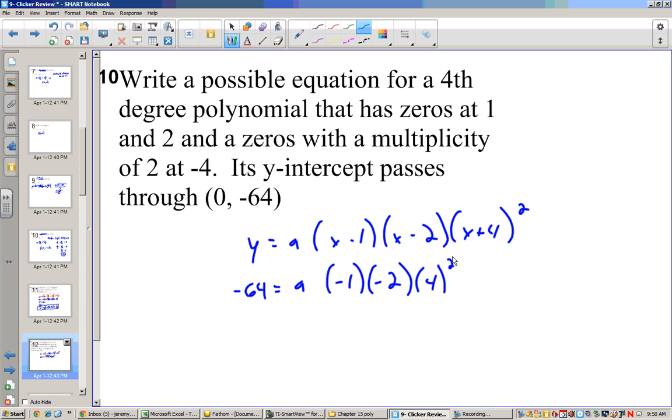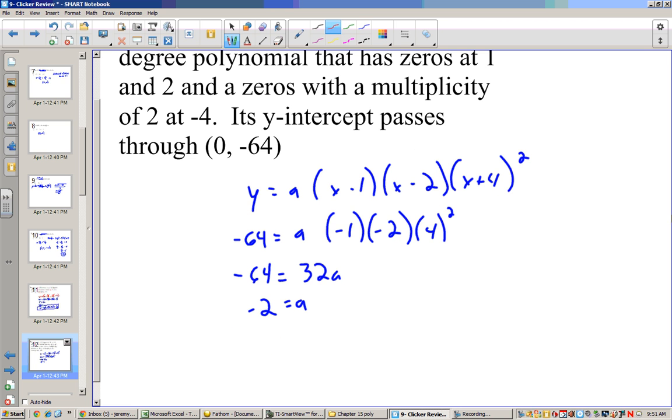So this would be 16, negative 32, positive 32. So I would have 32a equals negative 64. Divide by 32, and we have a is equal to negative 2. So my equation is y equals negative 2 times x minus 1, x minus 2, x plus 4 squared.